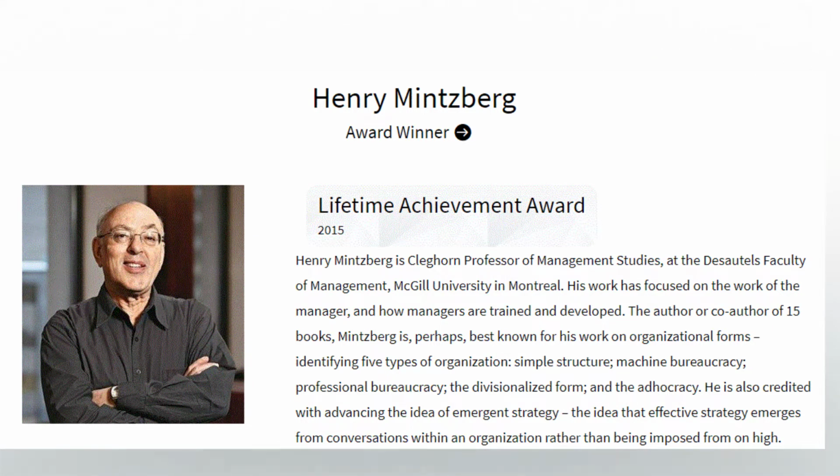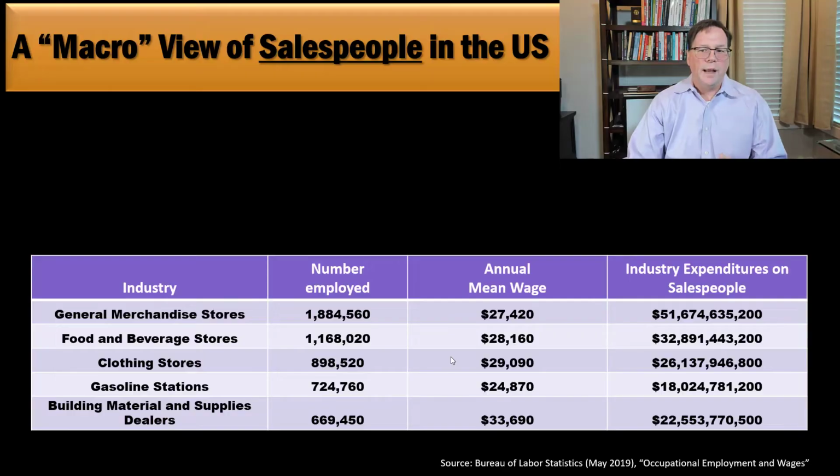That idea of we make things and we sell things shows you just how critical selling is to a company. So I want to use some data to start getting a macro view, and most of this data is going to be pulled from the U.S. Bureau of Labor Statistics May 2019 report on occupational employment and wages. If you look at this data, you can see where some of the salespeople are employed and how much companies are really spending in total. You can see these average wages, and the number of people employed.